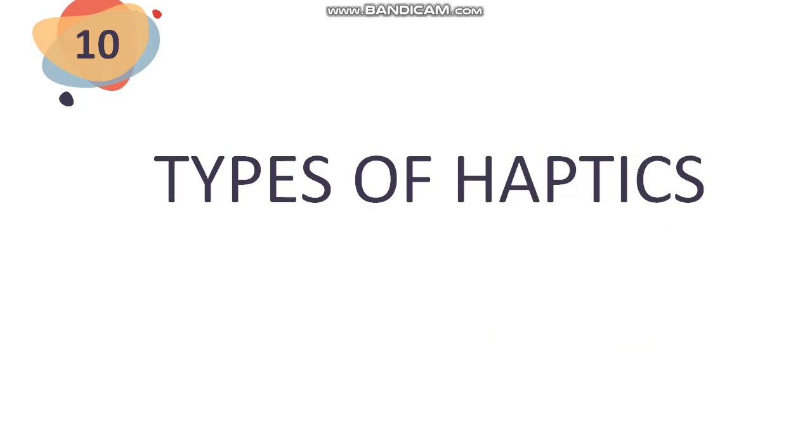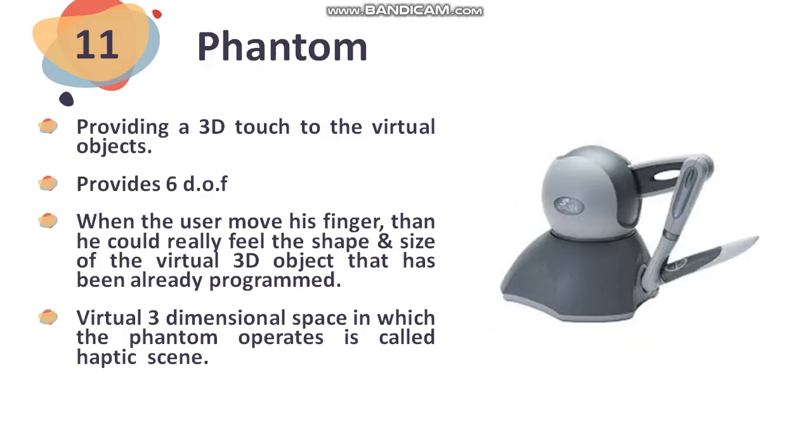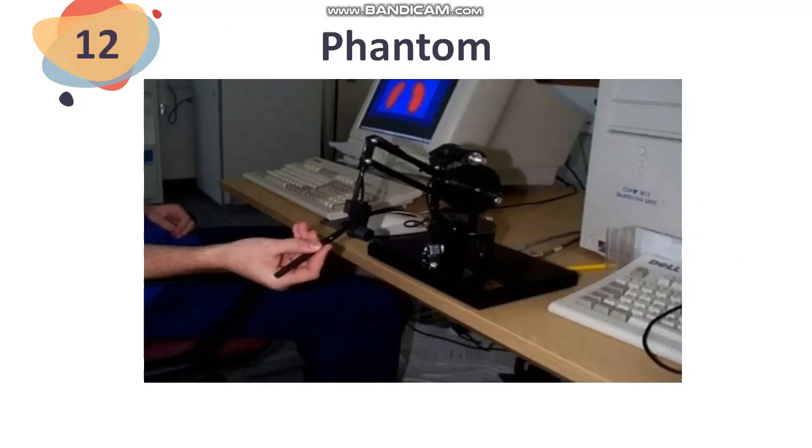Now here are types of haptics. First one is phantom. It provides 3D touch to the virtual objects and also provides 6 degrees of freedom. When the user moves his finger, then he could really feel the shape and size of the virtual 3D object that has been already programmed. It also provides the space in which the phantom operates, and that space is known as haptic scene. Here you can see the picture of phantom.